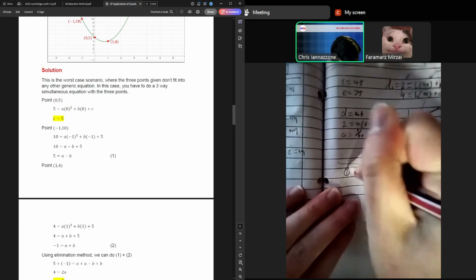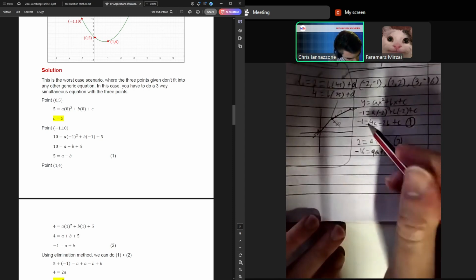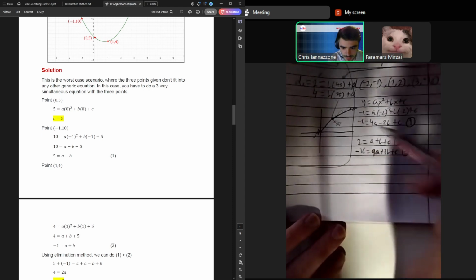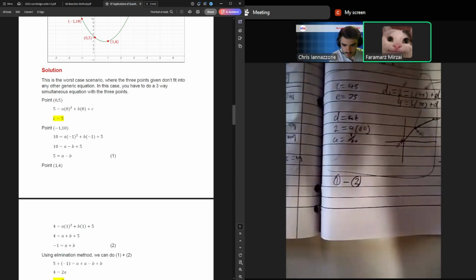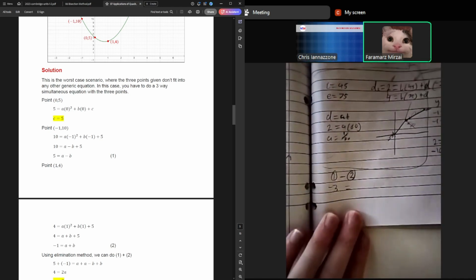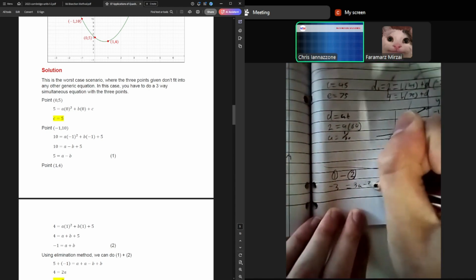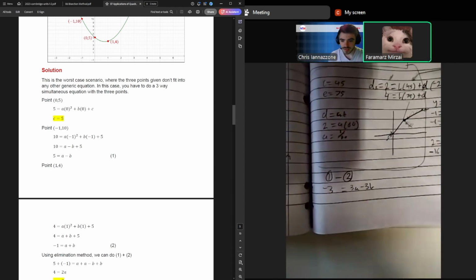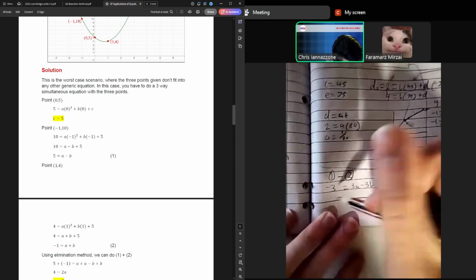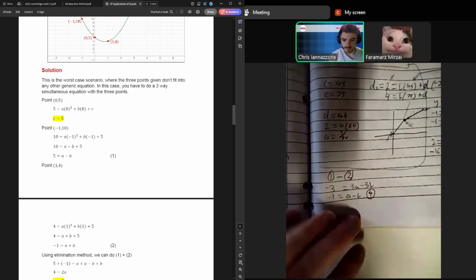So equation 1 minus equation 2. Equation 1 was this, equation 2 was that. 1 minus 2, so we're doing top minus bottom always. Negative 1 minus 2 is going to give us negative 3. Then we got 4a minus a for 3a. We got negative 2b minus b for negative 3b. And as designed, the c's will cancel out. So one thing you could do from here is just divide everything by 3 again. So negative 1 equals a minus b. And just to give it a name, we could call this equation 4.